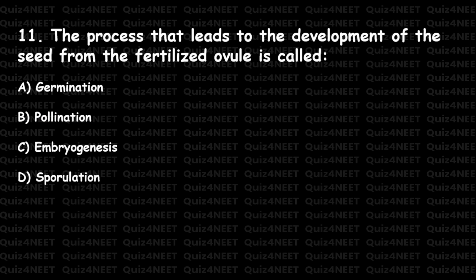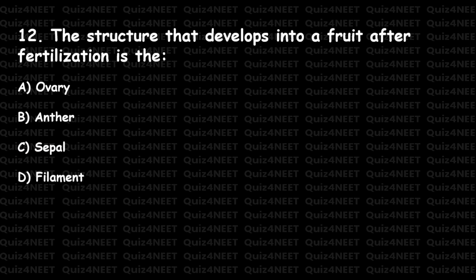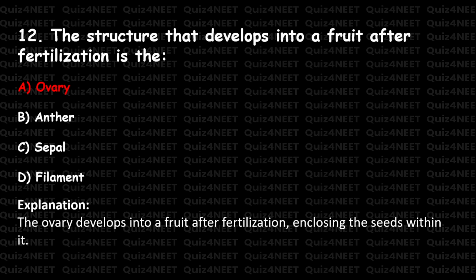11. The process that leads to the development of the seed from the fertilized ovule is called A. Germination, B. Pollination, C. Embryogenesis, D. Sporulation. Right answer, C. Embryogenesis. Explanation. Embryogenesis is the process by which the zygote develops into an embryo within the seed. 12. The structure that develops into a fruit after fertilization is the A. Ovary, B. Anther, C. Sepal, D. Filament. Right answer, A. Ovary. Explanation. The ovary develops into fruit after fertilization, enclosing the seeds within it.